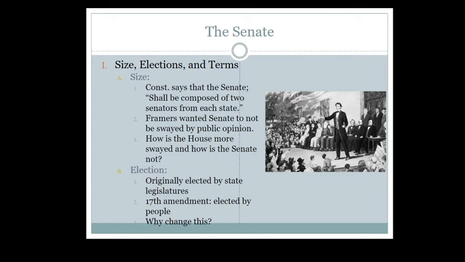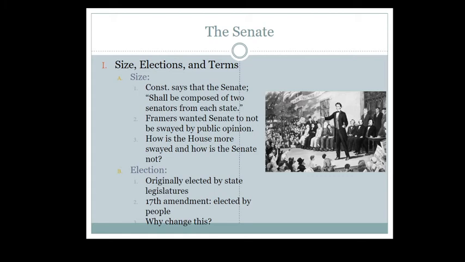Originally, senators were elected by state legislatures. So instead of us voting for members of the Senate, it was done by the state legislatures. That was an important thing. We changed that in the 17th. I think I said 16th earlier, but the 16th Amendment, I think, is income tax. The 17th Amendment is where we made senators elected by the people.